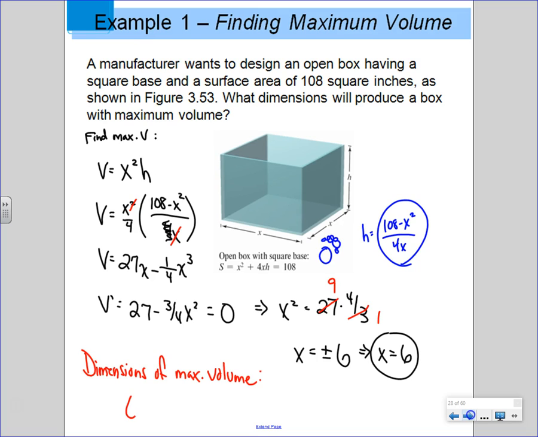would be 6 by 6 by, how do I find the h? I have the length, I have the width, how do I find the height? 6 squared is 36, 108 minus 36 would be 72. 72 divided by 24 would be 3.